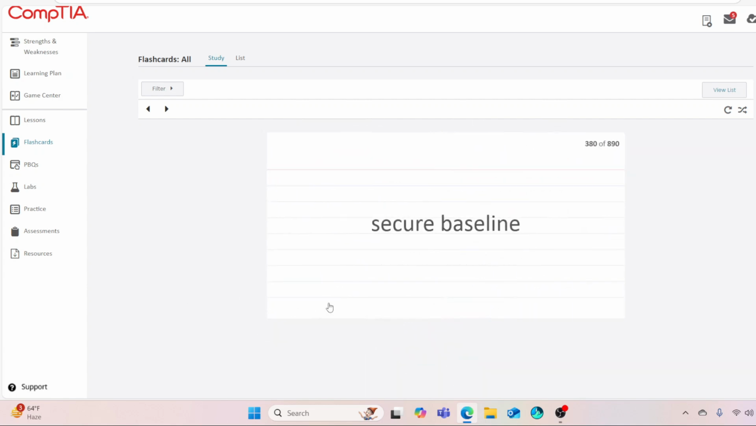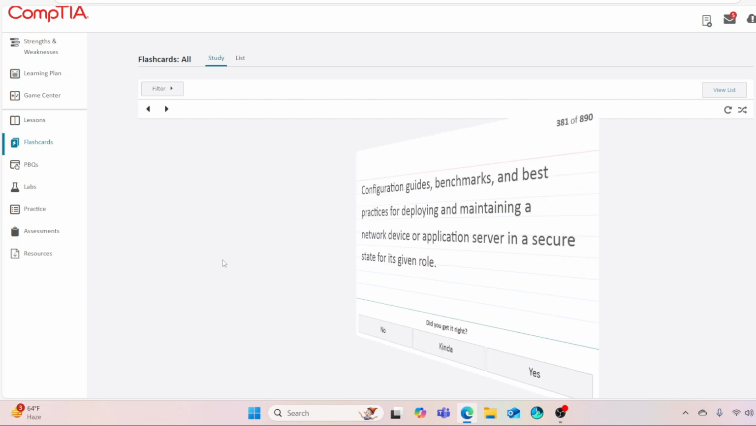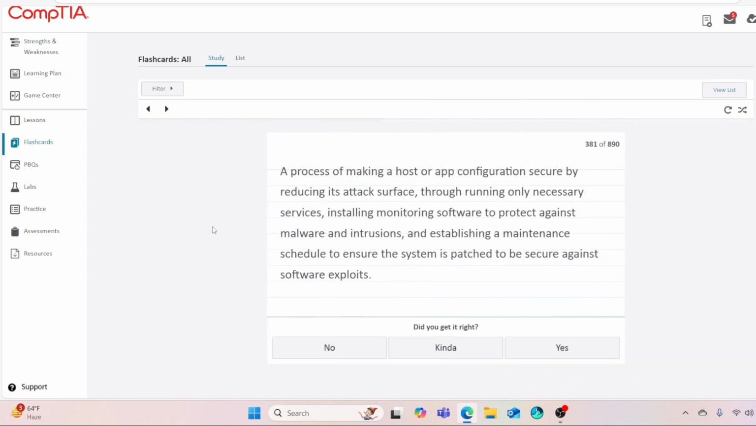Secure baseline. Configuration guides, benchmarks, and best practices for deploying and maintaining a network device or application server in a secure state for its given role. Hardening. A process of making a host or app configuration secure by reducing its attack surface through running only necessary services, installing monitoring software to protect against malware and intrusions, and establishing a maintenance schedule to ensure the system is patched to be secure against software exploits.